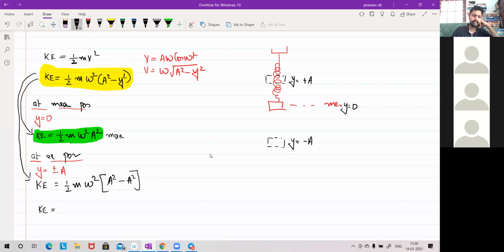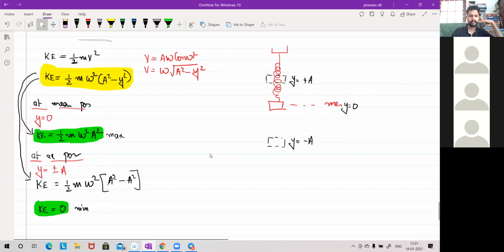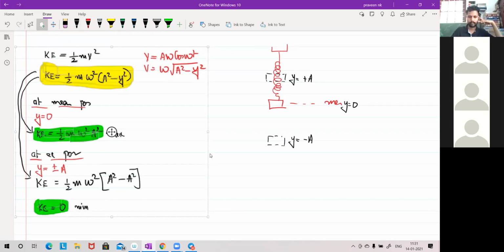The kinetic energy value at extreme position should be 0. So the kinetic energy at extreme position is minimum. At mean position, the kinetic energy is maximum, and at extreme position, the kinetic energy is minimum. Therefore, this is the thing regarding kinetic energy. Can I believe that you have understood what we have spoken about in the case of kinetic energy? Is this clear to you?